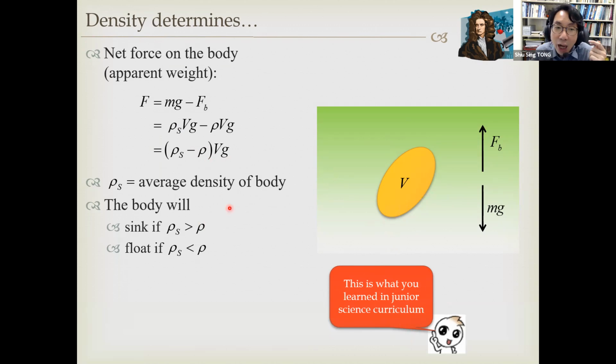How about if rho s is smaller than rho? If the density of the object is less than that of water, then this will become negative. And that means the net force is upward. And so the body will float in water. Okay. So these are the observations you have in high school, in your junior science curriculum. Now we express it more precisely in terms of Archimedes' principle. Okay.